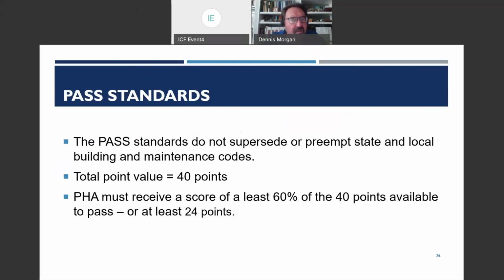These PHAS standards do not supersede or preempt state or local building codes or maintenance codes as well. However, the housing agency should be prepared to provide information to the inspector prior to undertaking the inspection in case that protocol is different. Now, if an inspector is still disregarding that and still applying a different standard, then that would be grounds for an appeal.